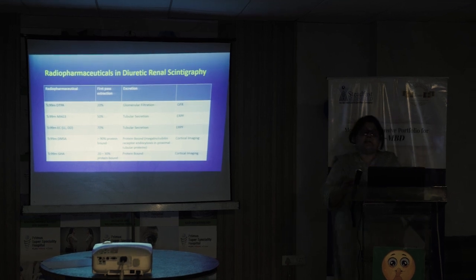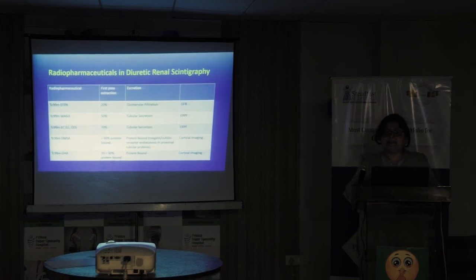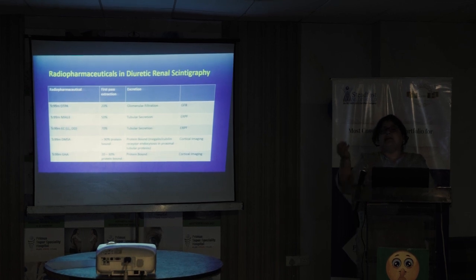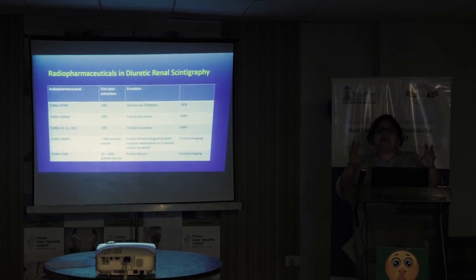So, it's called renal scintigraphy. Why scintigraphy? Because we are injecting a radioisotope inside the patient. This radioisotope is taken up by the different cells in the kidney. It may be the glomerulus, or it may be secreted by tubular secretion, or it may be protein bound to the cortical proteins. Can we switch off the mobiles, please?